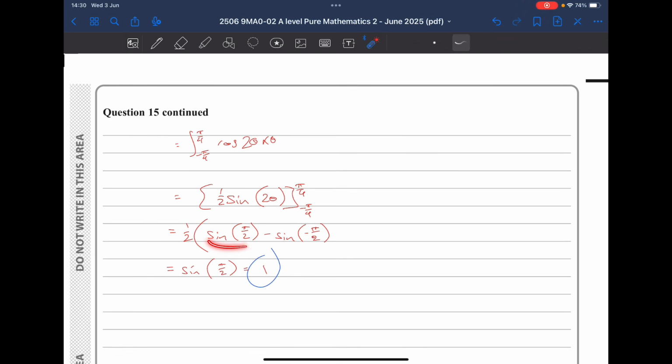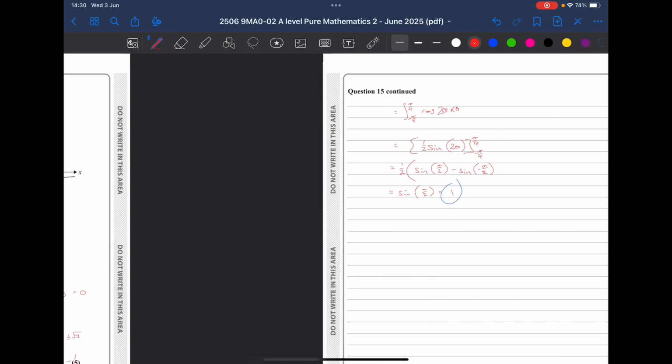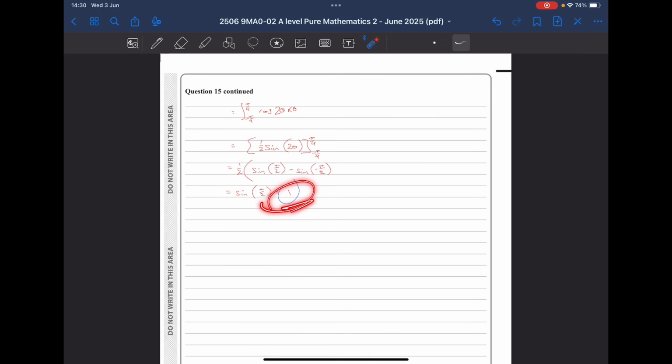I think you can see that in there. It's 1 take away minus 1, it's 2, and then you have that half. That all looks good. That's such a nice simple number to get on these.